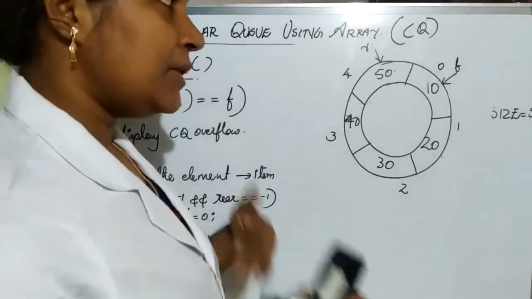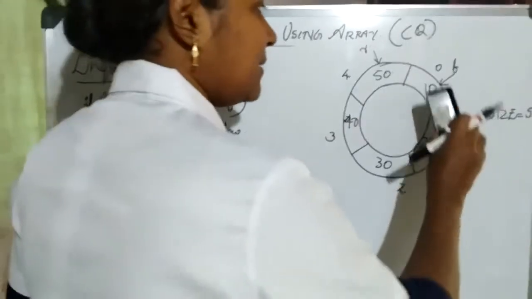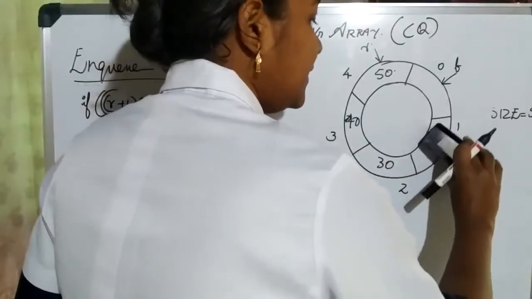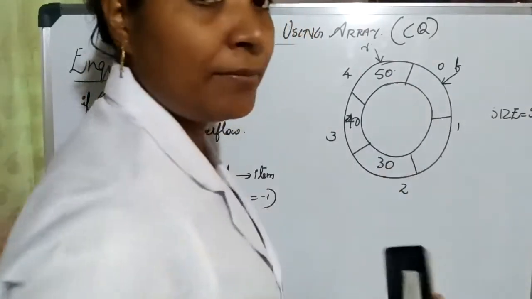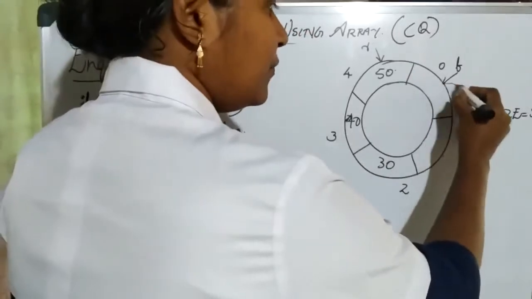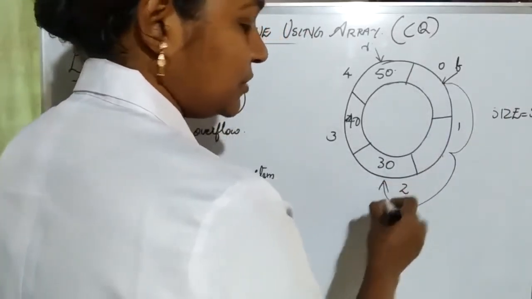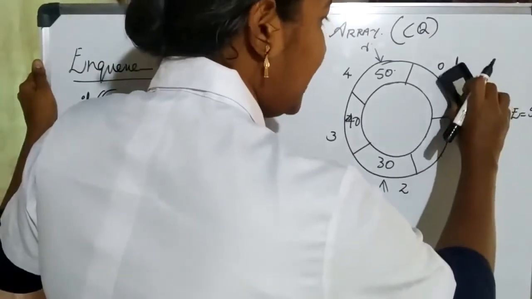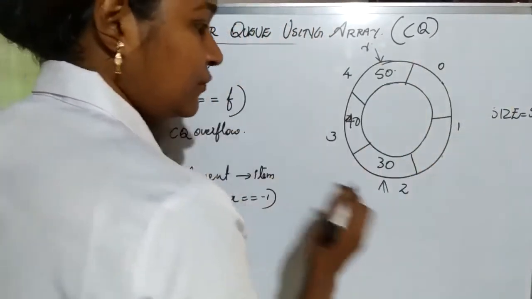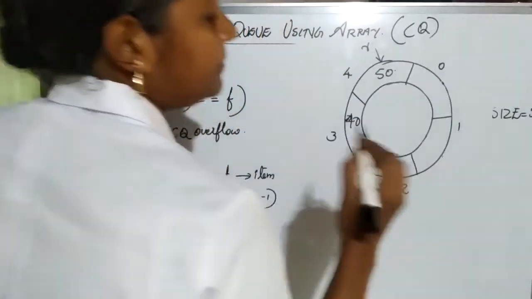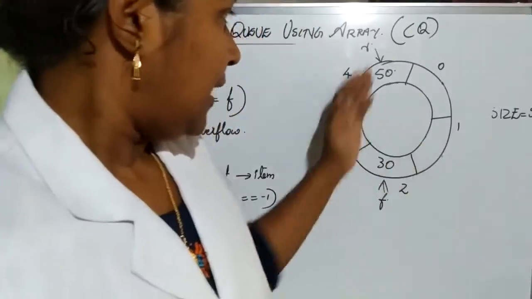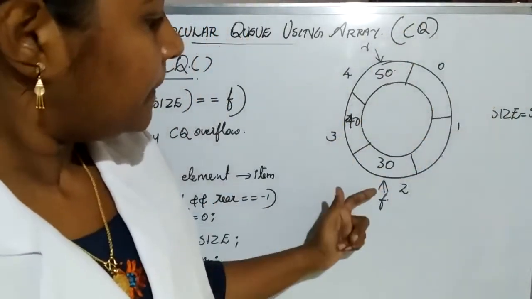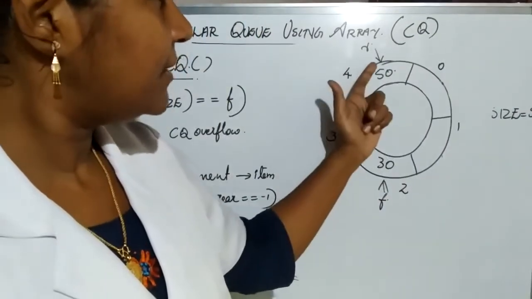Okay. And let's take another example. Suppose I'm deleting element 10 and I'm deleting element 20. That is performing DQ operation. So front will be moving to this position. Okay. So right now front is here and rear is pointing to position 4. So you get me, right? I'm performing in fast mode because you know this operation, right? That is why. So right now front is pointing here and rear is pointing here.